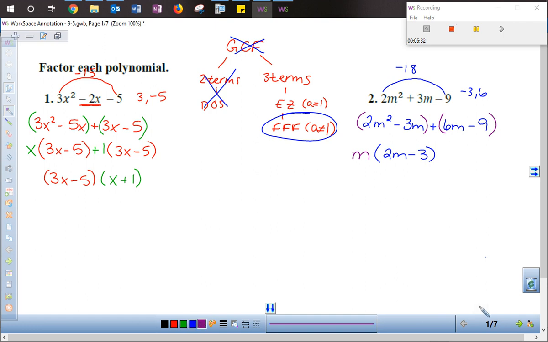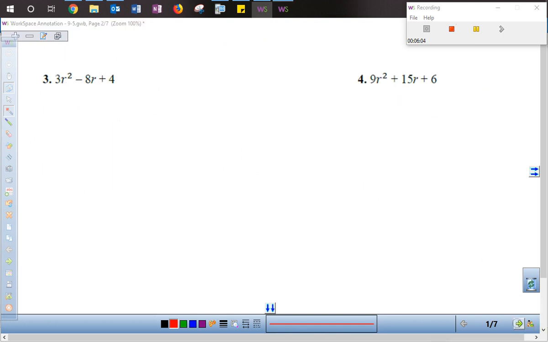Now my second binomial, 6 and 9, both have a 3 in common, so I can take out a positive 3. And when I divide that out, 6m divided by 3 gives me 2m, and 9 divided by 3 gives me 3. Now if I stop and check, 2m minus 3 and 2m minus 3 are the exact same, so they can come out first. Now let's see what I have left. M starts it off, and plus 3 finishes my second binomial. So 2m minus 3 times the quantity of m plus 3.